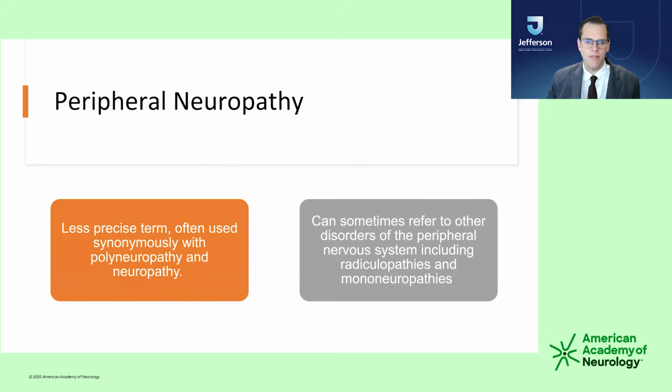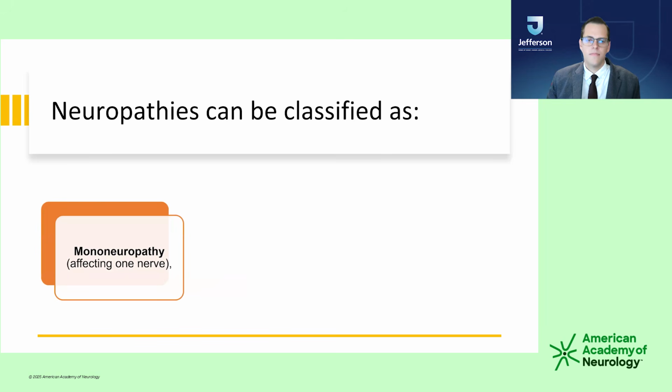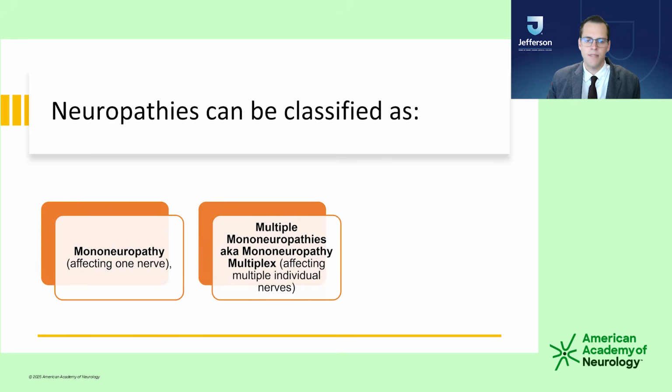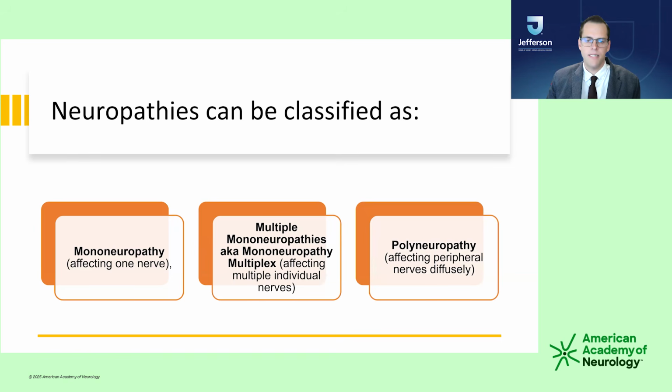Now, peripheral neuropathy is a less precise term, often used synonymously with polyneuropathy and neuropathy. It can sometimes refer to other disorders of the peripheral nervous system, including radiculopathies and mononeuropathies. Neuropathy can also be classified as a mononeuropathy affecting one nerve, multiple mononeuropathies affecting multiple individual nerves, or polyneuropathy affecting peripheral nerves diffusely, but it's more nuanced than this simple classification.